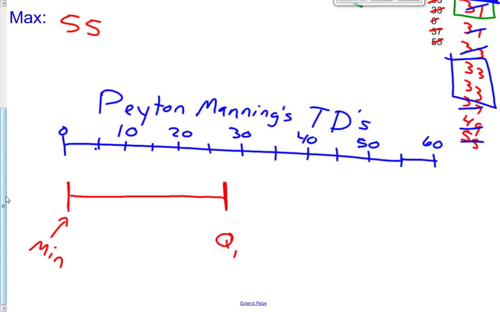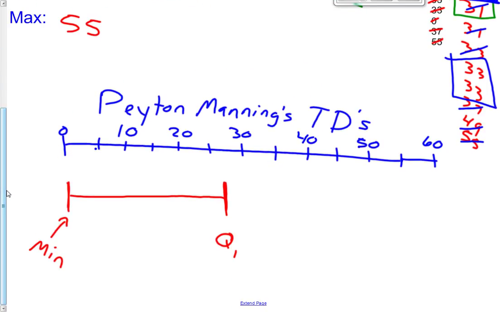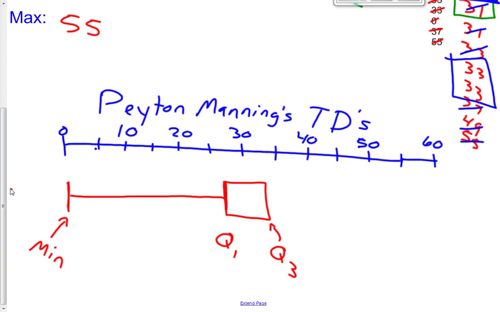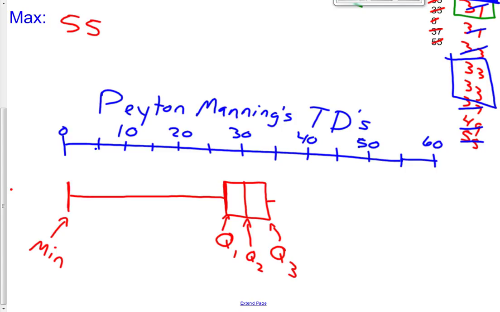And now what we do is we draw a box till Q3. So Q3 is 33. So I'm going to make a box from 30 to 33, which is roughly right about there. So here's Q1, here's Q3, right there at 33. And then we're going to draw the median, Q2, at 30. So we're going to draw a vertical line at 30. And this is Q2. This one's Q1. And then we're going to draw another horizontal line all the way to the max, which is at 55. So here we go till 55, right there.